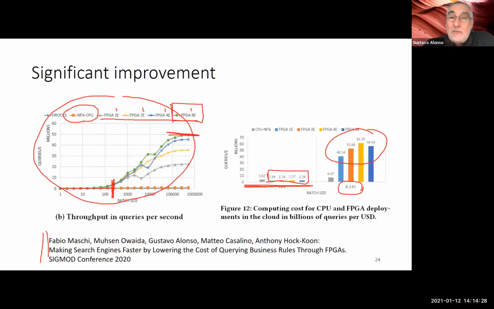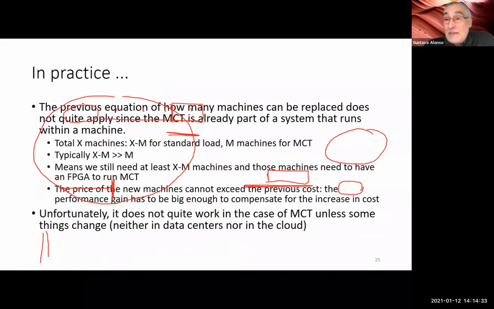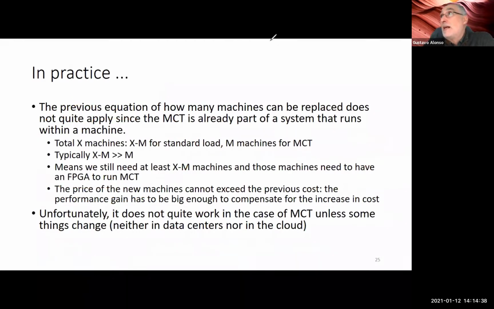Right? Now, I want to show this example because in practice, this is not what happened. And I know this because I'm not speculating. Now Amadeus has gone and has tried to actually deploy this and done a lot of calculations, right? And the previous calculation that we had, of saying that we can now replace so many machines with a machine with an FPGA and use far fewer machines, no longer works. And it no longer works because the MCT is a software module of a larger system, right? So you still need machines to run the rest of the system.